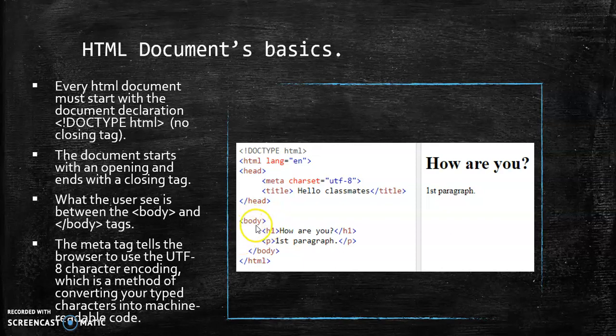And we also need to know that what the user sees is between the body tags. So everything between the opening and closing body tag is what the user is going to see. There is also this meta tag, which we use to tell the browser that we're using the UTF-8 character encoding, which is a method of converting your typed characters into a machine readable code.